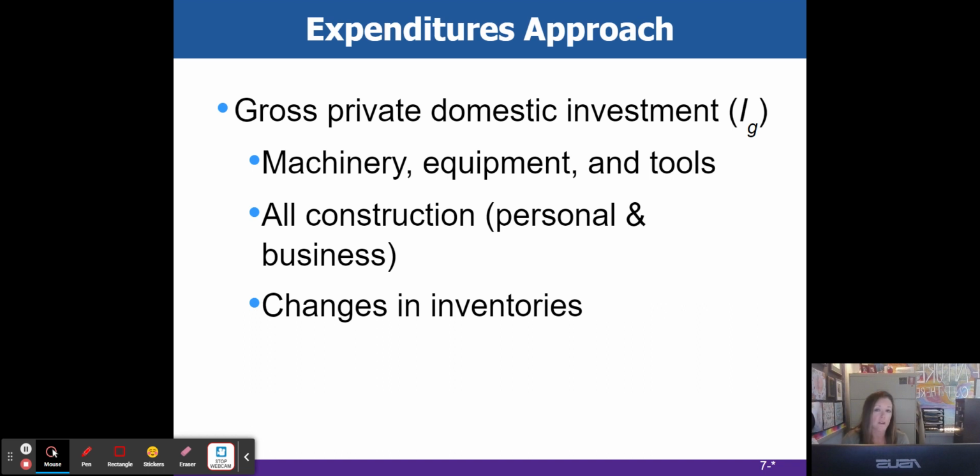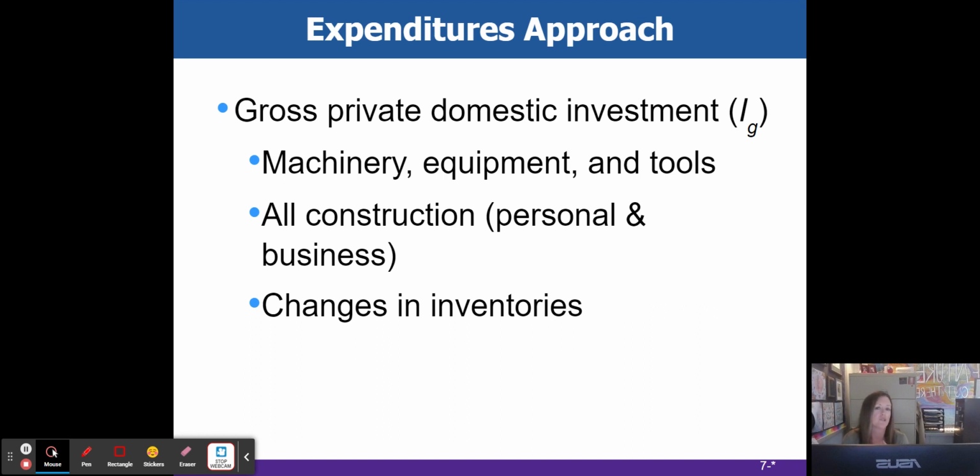We also include all construction, because any building that's constructed could be used as a source of income. If it's a residential home, it can be rented out and income earned that way. If it's a commercial building, it can also be leased out to other businesses and create income for its owner.